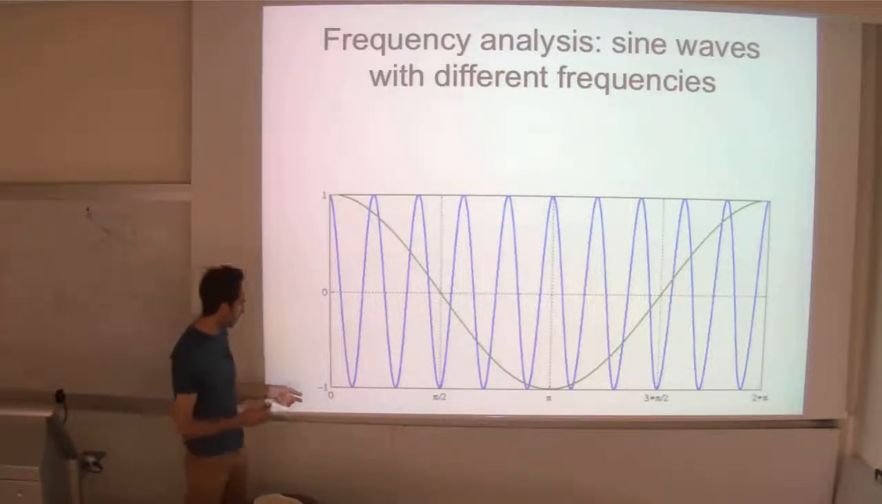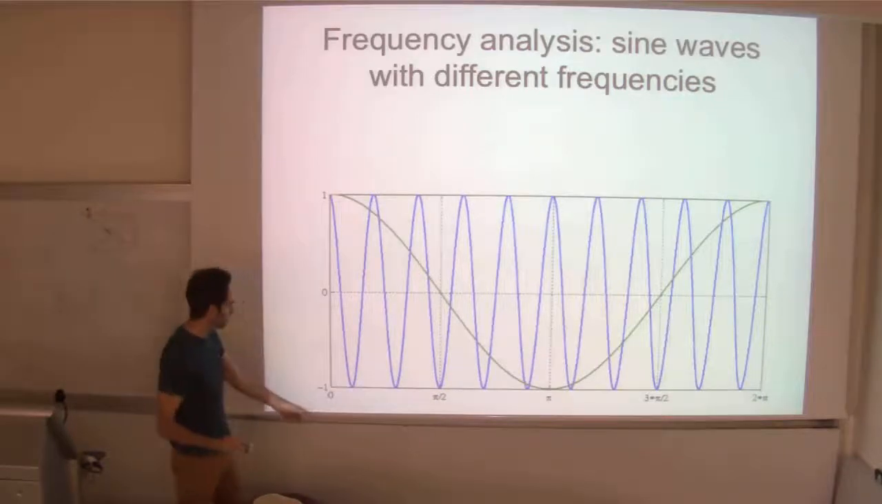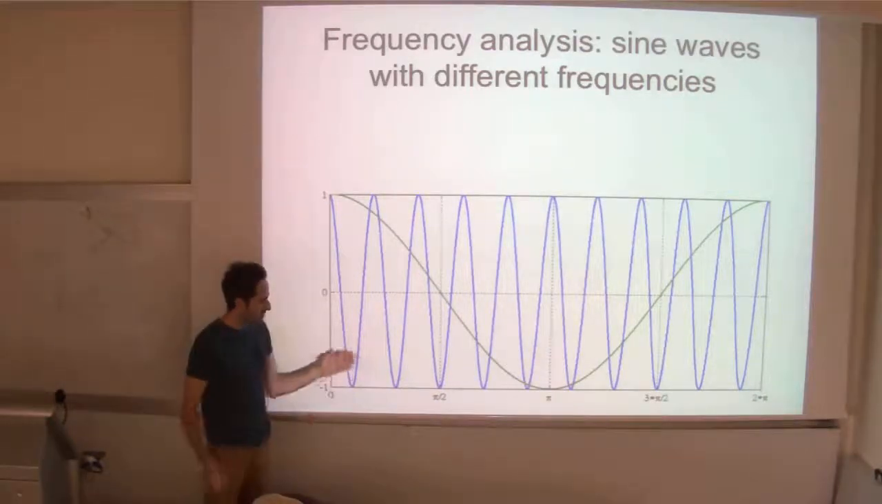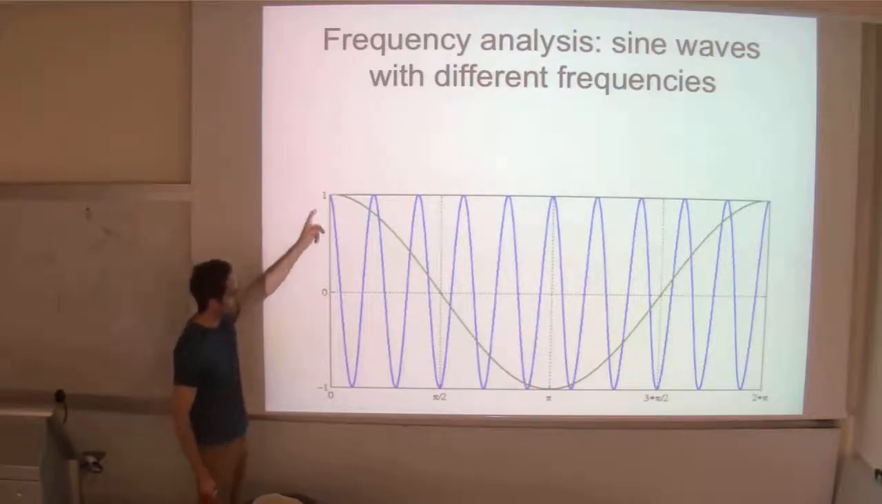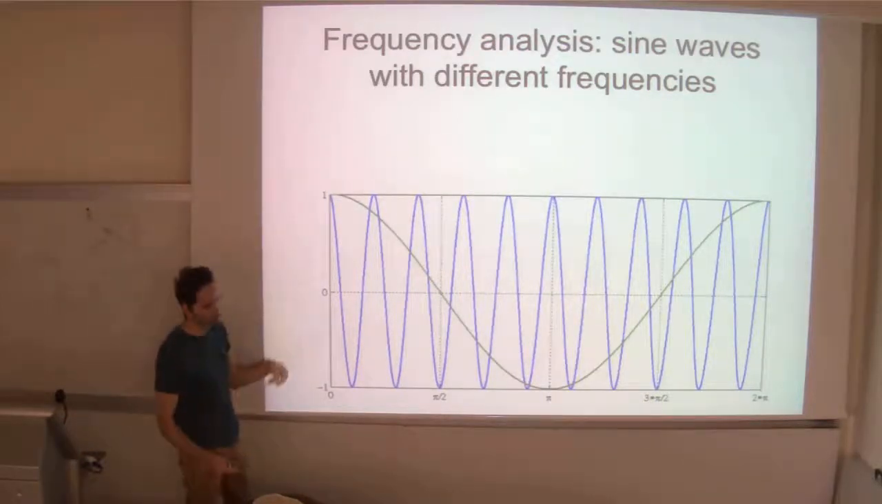We have the phase of the sine. So at 0 it's 1. At pi phase it's 0, and again, and the blue line starts at the same point, so it's still a sine wave, but with a different frequency.